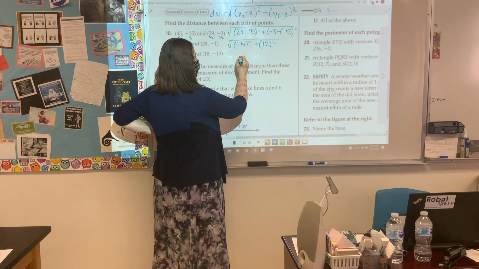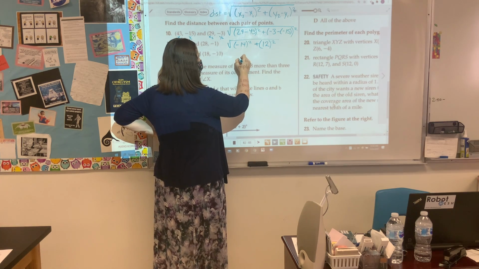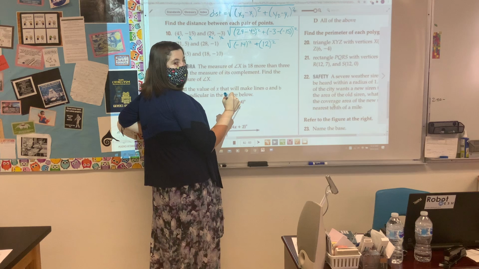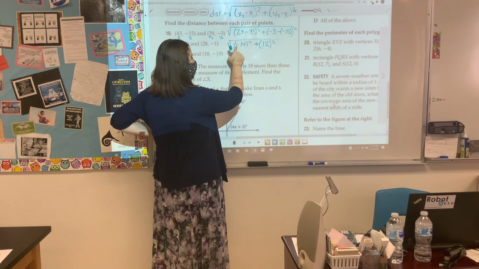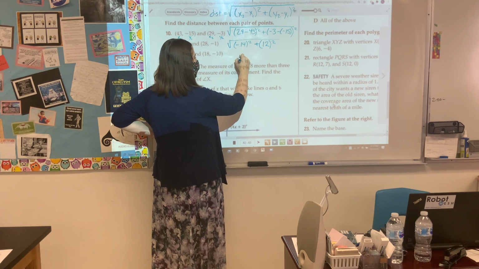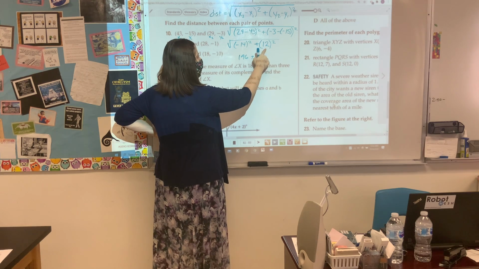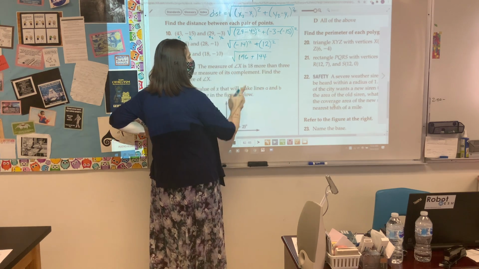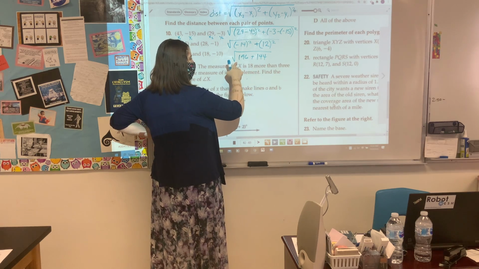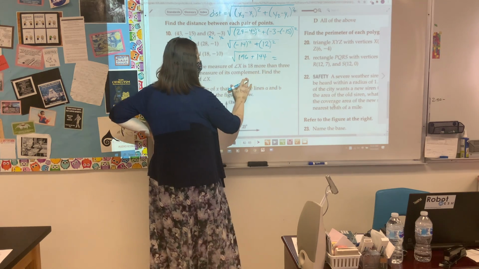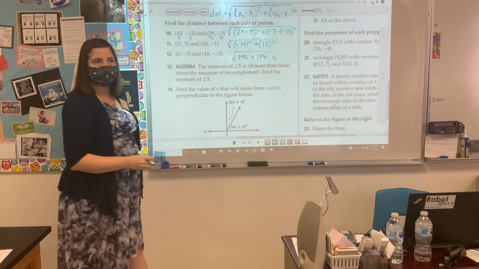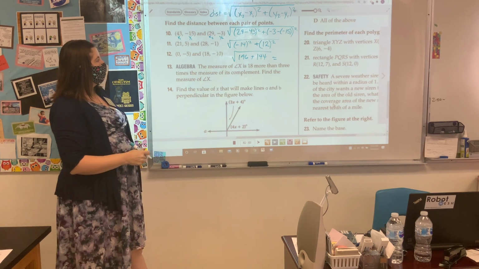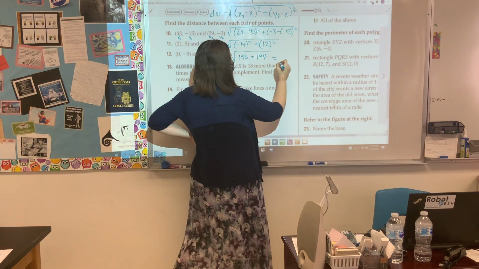So 14 squared is 196. It's not going to be negative 196, because I'm squaring a negative, and negative times a negative is a positive. 12 squared, don't forget the square root. Add the two together, take the square root, and I'm left with the square root of 340.